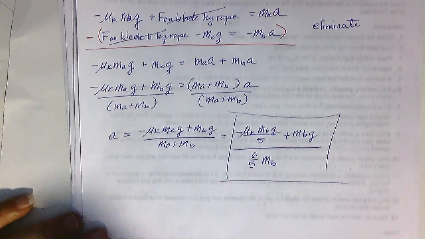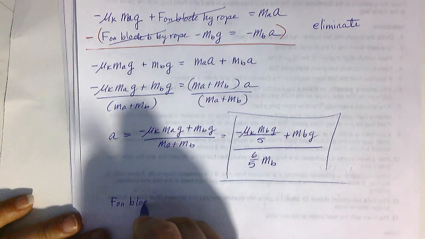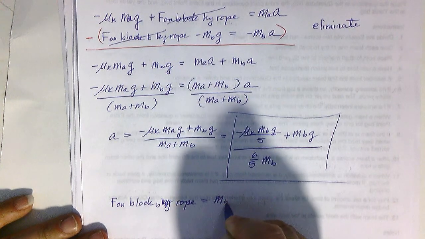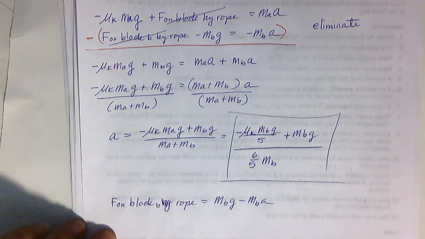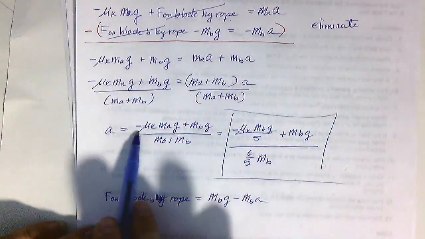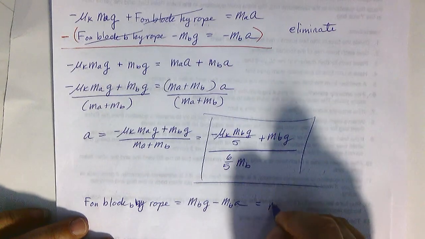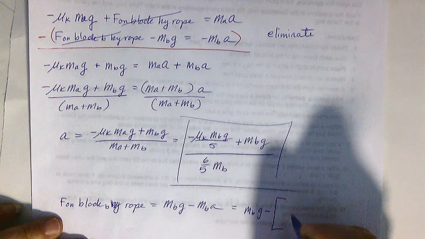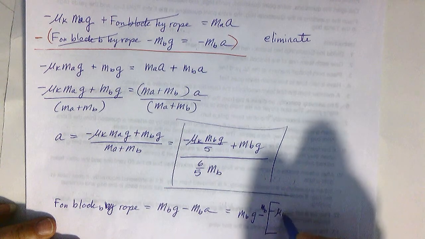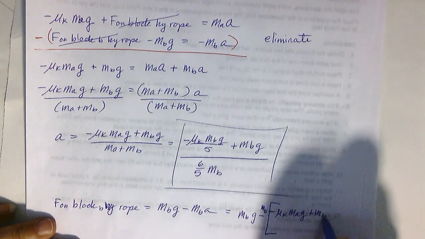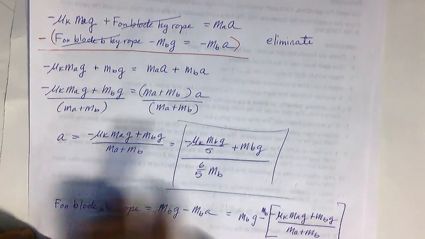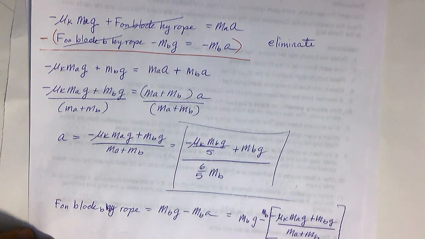Now, in order to find the tension, the force on block B by rope is equal to m sub b g minus m sub b a. Where did I get this from? Right here. Okay, I already know what a is. It's right here. So I can substitute that in and I get m sub b g minus m sub b in the back here times this: minus mu sub k m sub a g plus m sub b g all over m sub a plus m sub b. It's just substituting in a for a here, and that's it.